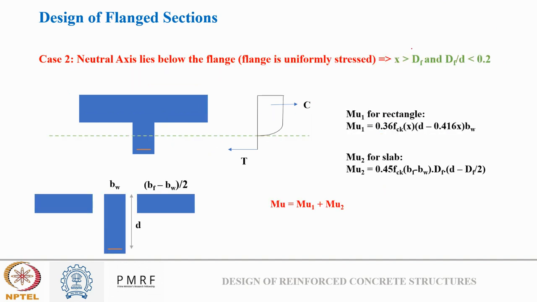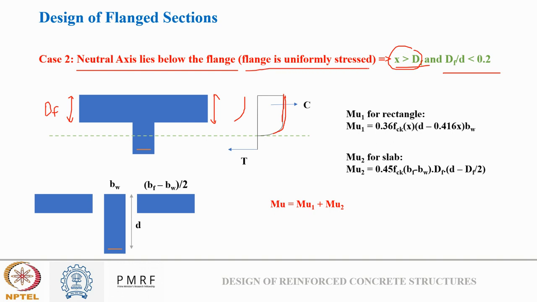Now suppose my x is greater than Df. So my whole compression, this is my neutral axis and this is my Df. Now there can be two cases. Either this constant stress part is completely covering the flange, or it is not completely covering the flange. So if x is greater than Df and Df by d is less than 0.2, then we say that the neutral axis is lying in the flange and the flange is uniformly stressed.